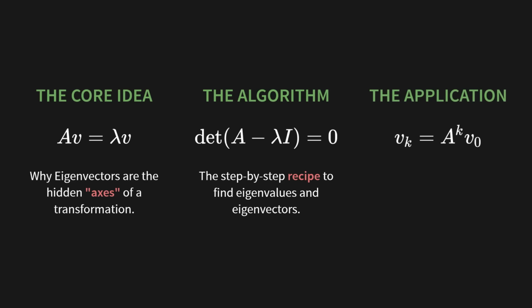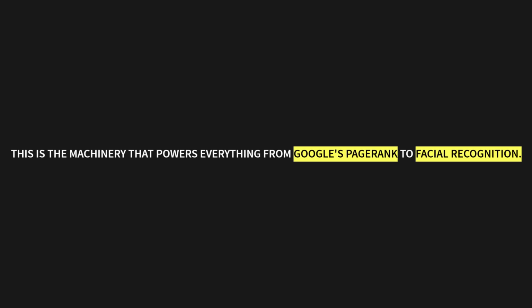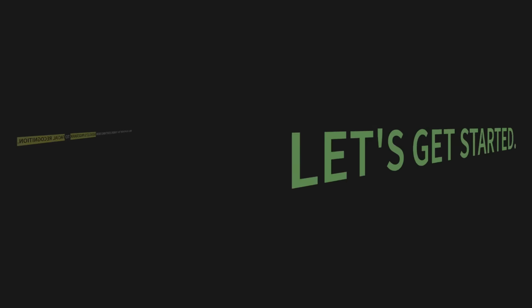And finally, the application. The cool part. How eigenvalues predict the long-term behavior of a system. This is the machinery that powers everything from Google's PageRank to facial recognition. Let's get started. Quick recap.